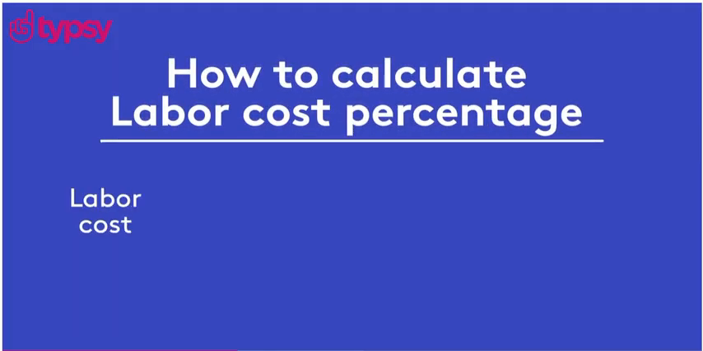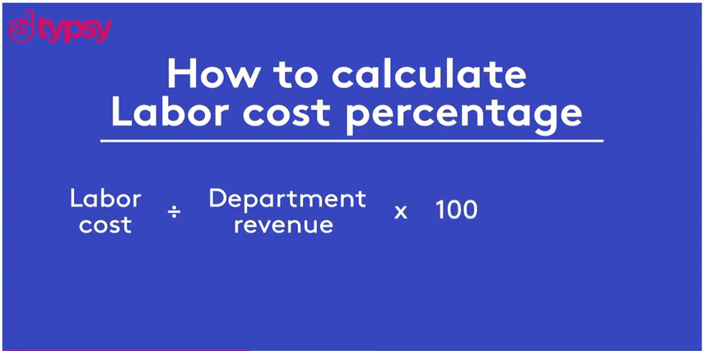Understanding labor cost spent in percentage is the first step of dissecting your departmental performance. It's easy to calculate. Simply take your labor cost and divide it by your department revenue. Multiply the result by 100 and you have your percentage.